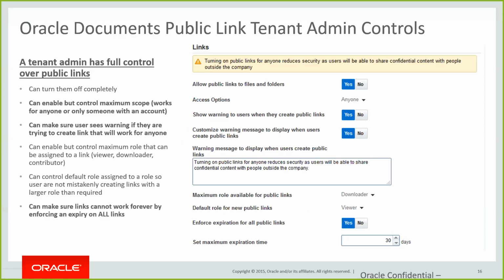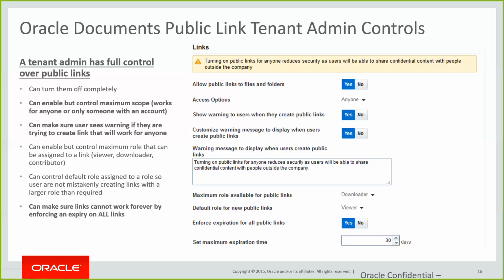There are also some features in the administration console that were already available, such as the maximum role for public links. We can just allow a user to download from a public link. Also, we can make a public link available for contributions, so a user can upload in a public link if we set that permission for the public link.